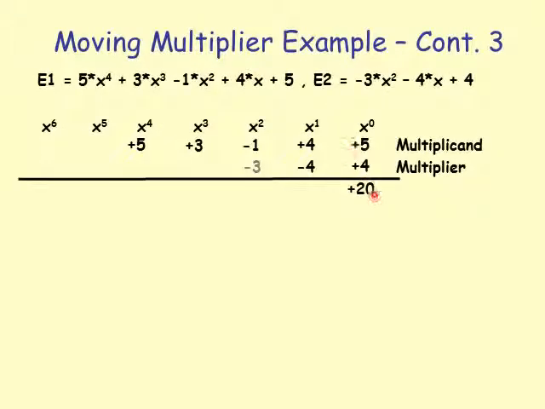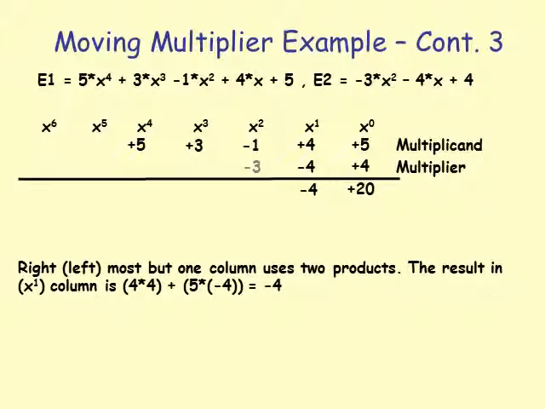Now we already got plus 20. We are ready to move one column to the left, on the x term. We'll use two columns to multiply. We get plus 4 and plus 5 from the multiplicand, and minus 4 and plus 4 from the multiplier. So multiply them crosswise and add. Plus 4 times plus 4 is plus 16, and 5 times minus 4 is minus 20, which is 16 minus 20, a minus 4. The x term is minus 4.